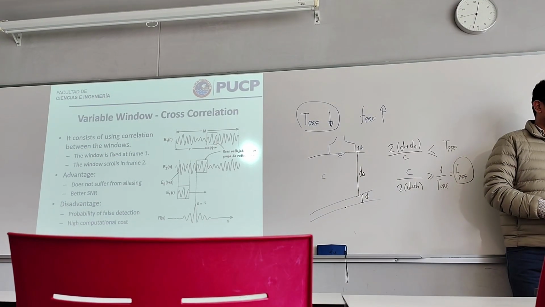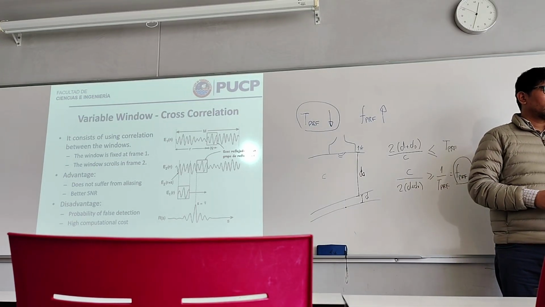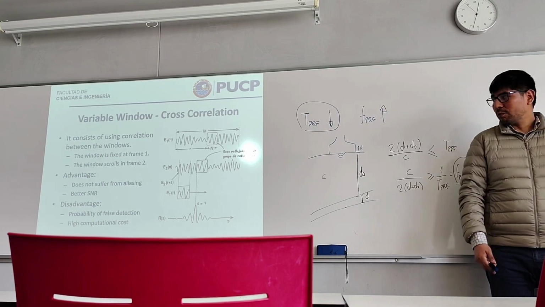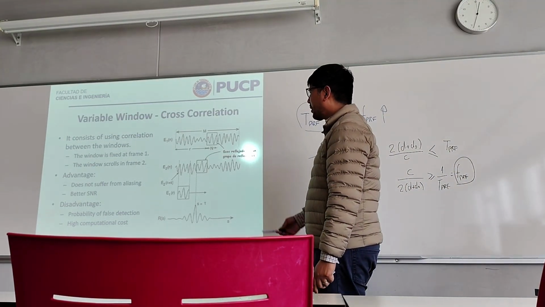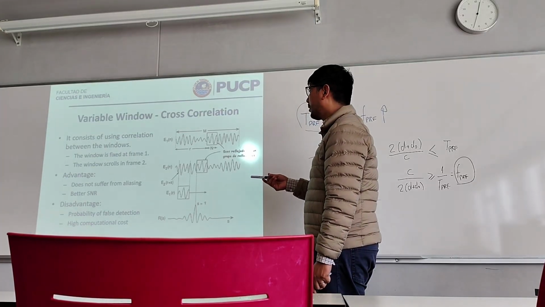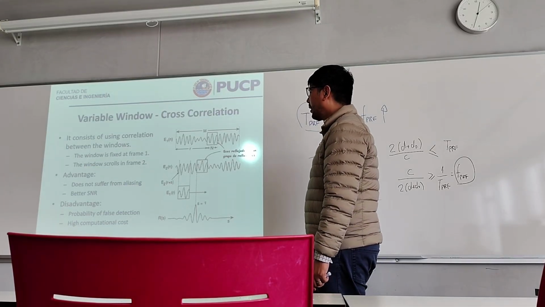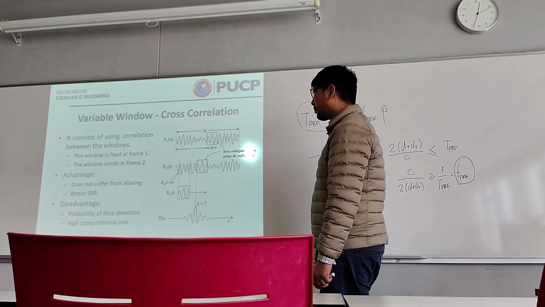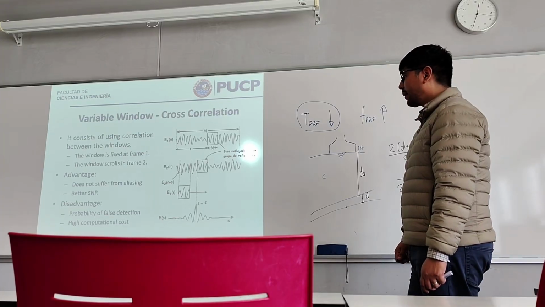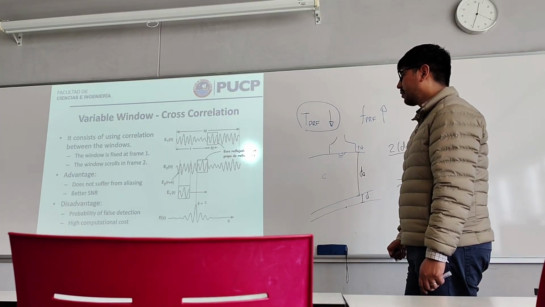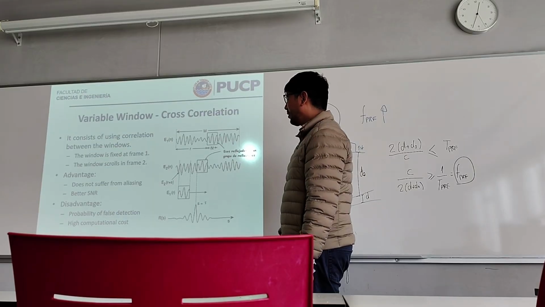Okay, we finish with this slow time. This is an important part of Doppler, but the variable window is also important. Probably the simplest way to analyze this problem is using correlation with a window. The window is fixed at frame 1, and the window scrolls in frame 2. The advantage is that it does not suffer from aliasing and has a better signal-to-noise ratio, but the disadvantage is the probability of false detection and high computational cost.